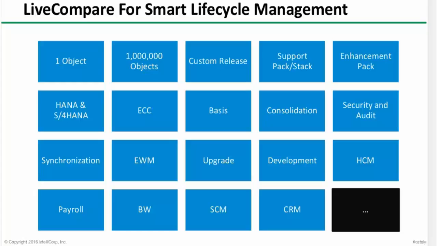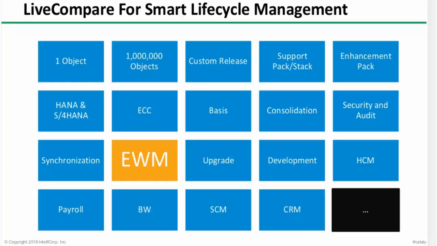There's also a piece around synchronization in Live Compare that really helps you dive into the DNA of your SAP system and understand where you have differences between objects, looking at your dev to QA to production instance. And then obviously EWM as well. And then looking at upgrades, when you're upgrading your system, where there's going to be impacts that you should be taking a look at. Some of the other ones you can see, etc. Today, though, mainly we're going to be focusing on the EWM piece of things.